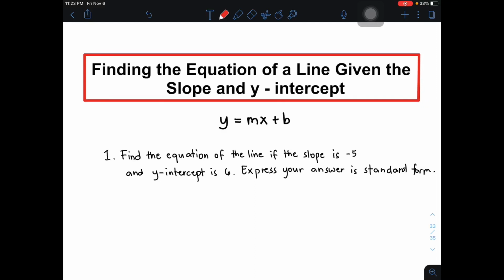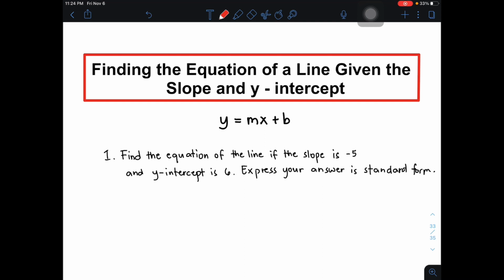In our video today, we will do finding the equation of a line given the slope and y-intercept. So we are done with some of the methods on how to find the equation of a line, and this time we are given the chance to find the equation of a line if the given information is the slope and the y-intercept of a line.